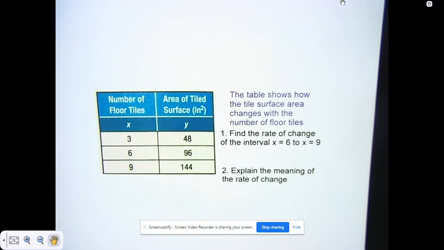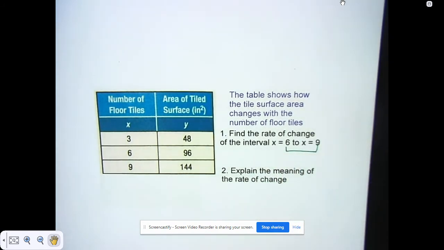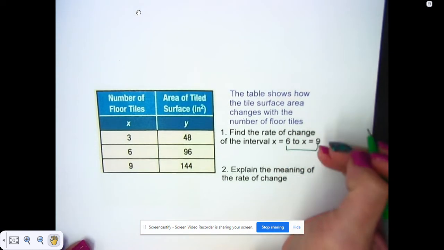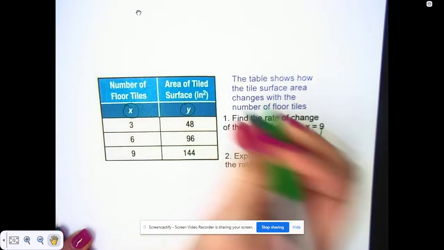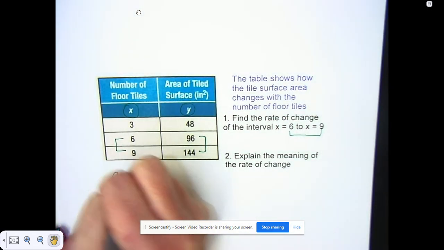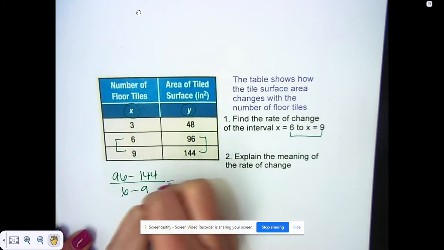Okay. So when I see this entire table, a lot of times we're going to go to stat edit and type our table in, but I don't need you to do that. This table shows how the tile surface area changes with the number of floor tiles. They want you to find the rate of change from the interval 6 to 9. So when you're doing this, they don't want you to use all three numbers. They only want you to use what is given. So when I do 6 to 9, these are my Y's, these are my X's. So if I want to do this by hand, I'm going to do Y minus Y over X minus X.